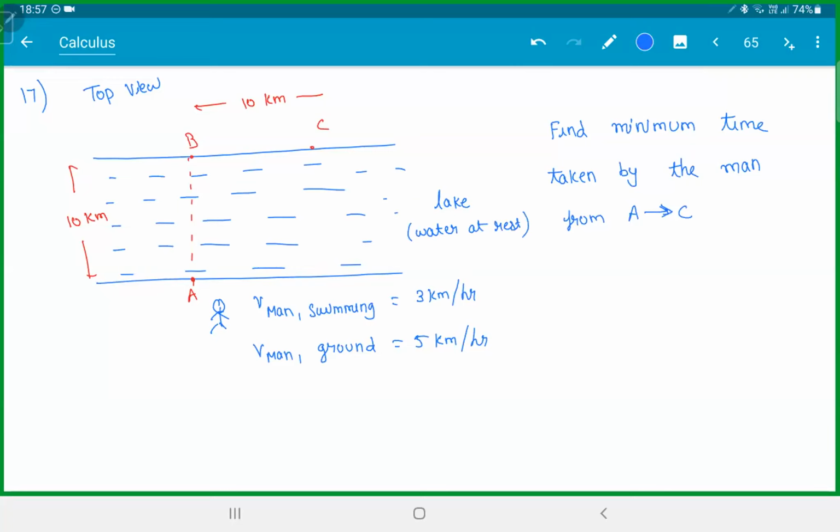I hope the question was clear. This is what you expect: no interest in actually the differentiation and maximum minimum, questions will be formed like this. Find the minimum time taken for the man to go from A to C. Try. I'll give you 3-4 minutes. It's a good one.